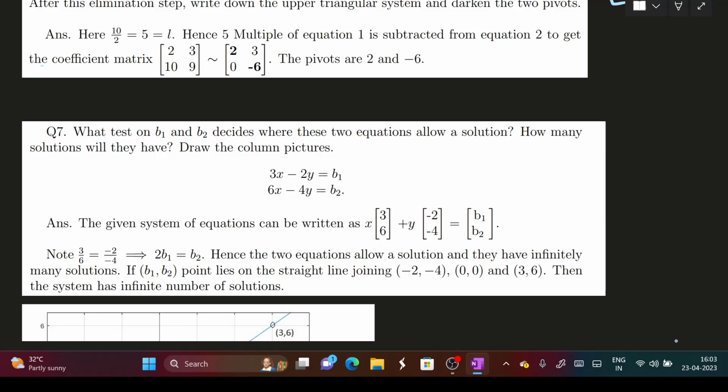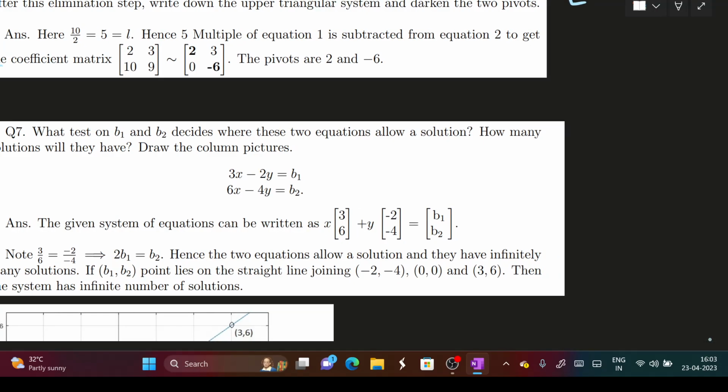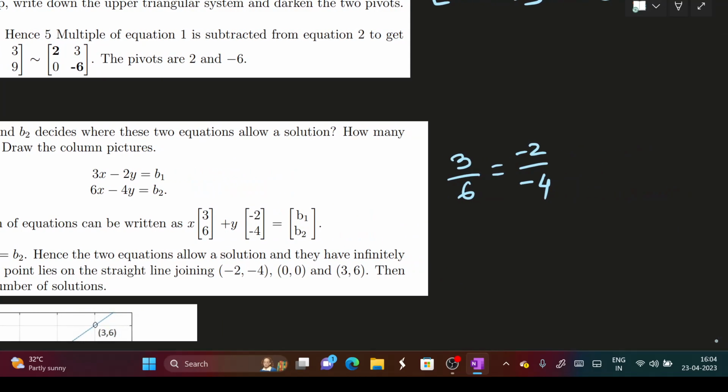The given system of equations can be written as x times the column vector 3, 6, plus y times the column vector minus 2, minus 4, equal to the vector b1, b2. Now here this system of equations is having a solution. That means again it is a singular system. Here 3 by 6 is equal to minus 2 by minus 4. Now as the system of equations satisfies these two conditions, it implies that it is singular.